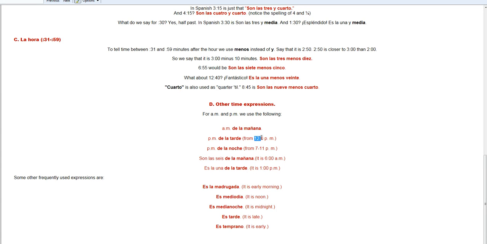If it's in between 12 and 6, it's the afternoon. So we're going to say son las 4 de la tarde, it's 4 in the PM, or 4 in the afternoon. Between 7 p.m. and 11 p.m., it's nighttime now. So we would say son las 8 de la noche. It's 8 o'clock at night, or 8 o'clock p.m. We've also got the early morning, son las 6 de la mañana, es la 1 de la tarde, etc.